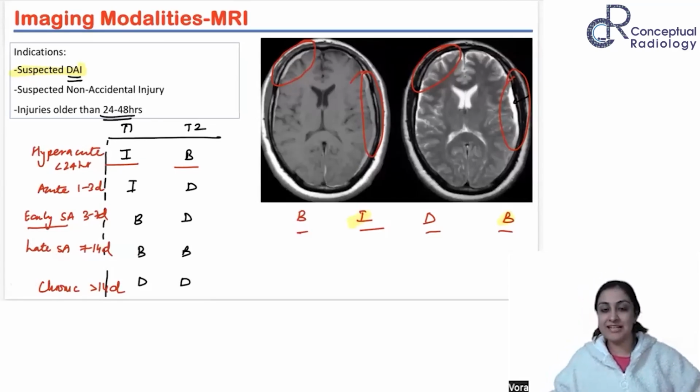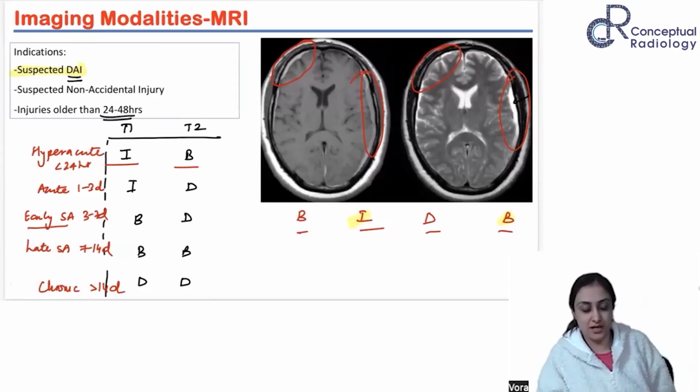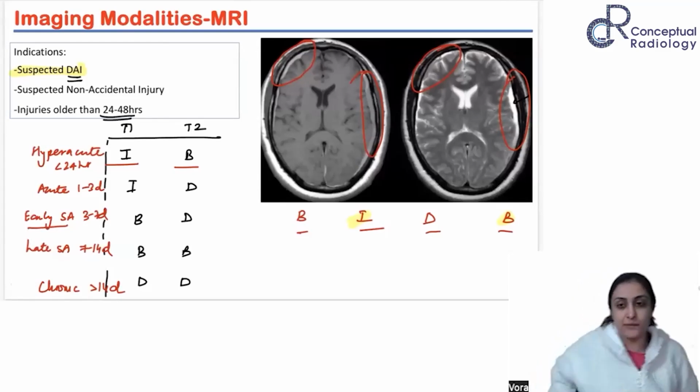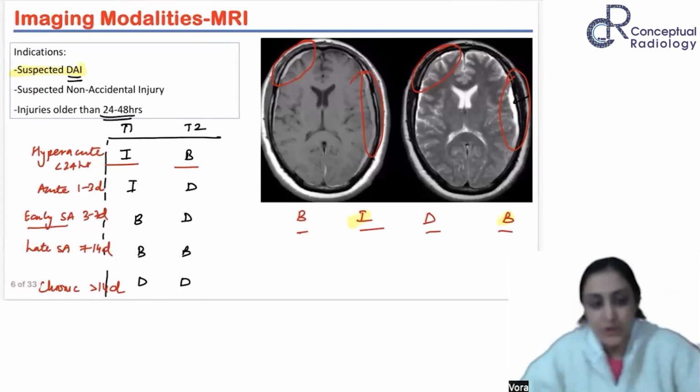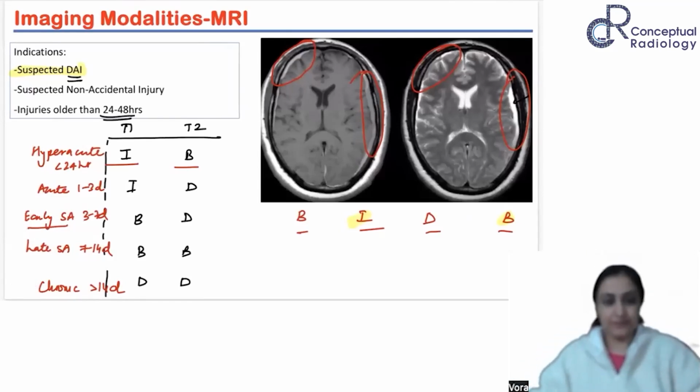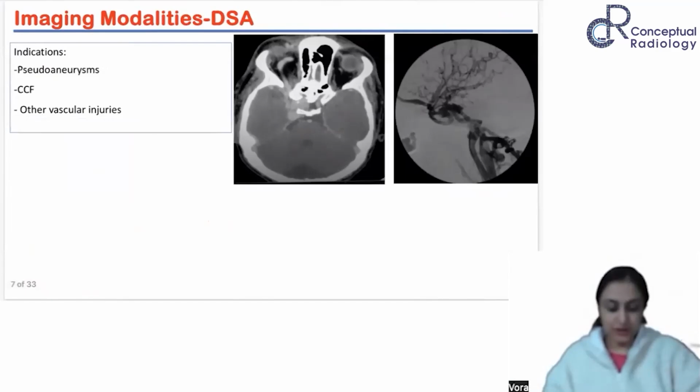How to tell if it's EDH versus SDH? That's what we are going to discuss. That's something which is very important that we are going to get to once we discuss the modalities. Okay, so this is what you want to remember here. Fine. Moving on to the next thing.